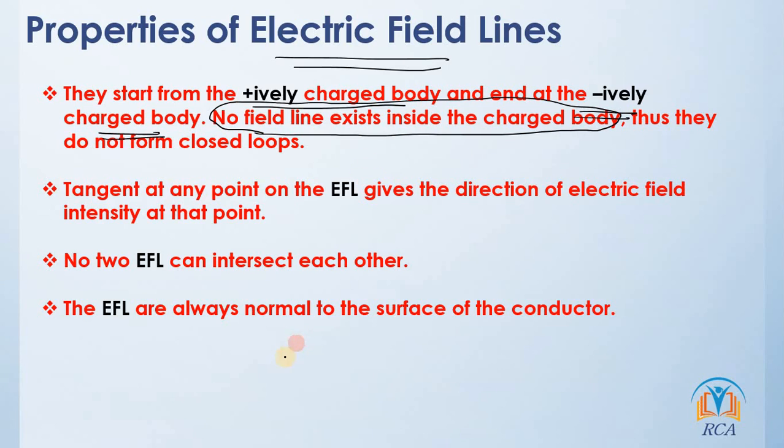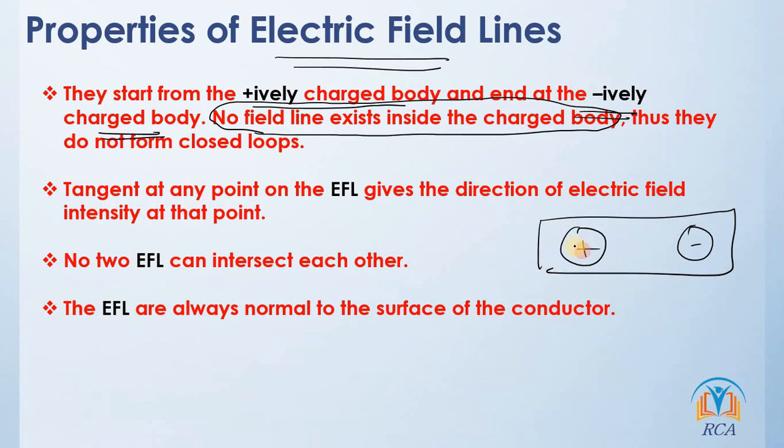So if there is, for example, a magnet, right? In a magnet there is a north pole and a south pole, and the field always goes from north towards south, but it also goes from south towards north inside the magnet. That means inside this magnet there is a magnetic field. However, in terms of electric charges, the field will go from positive towards negative.